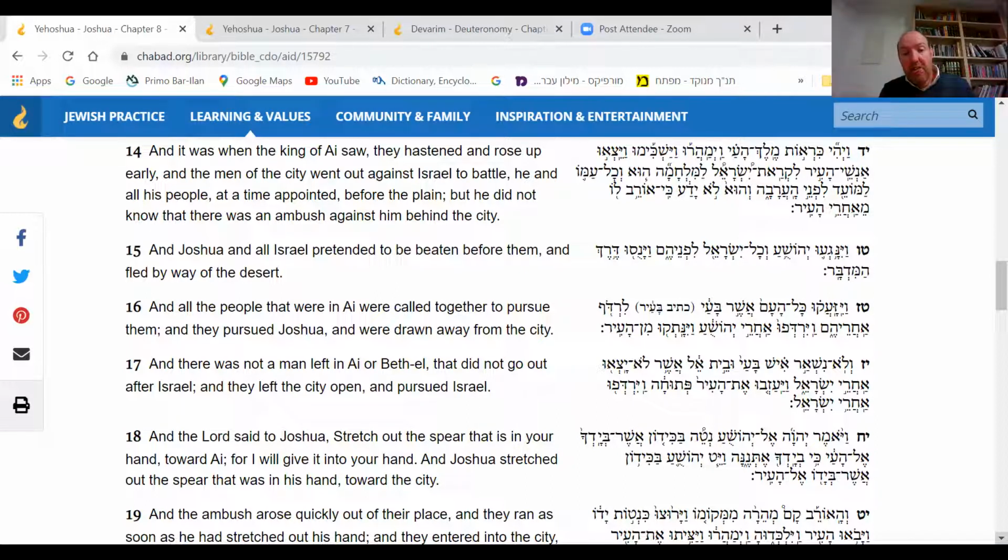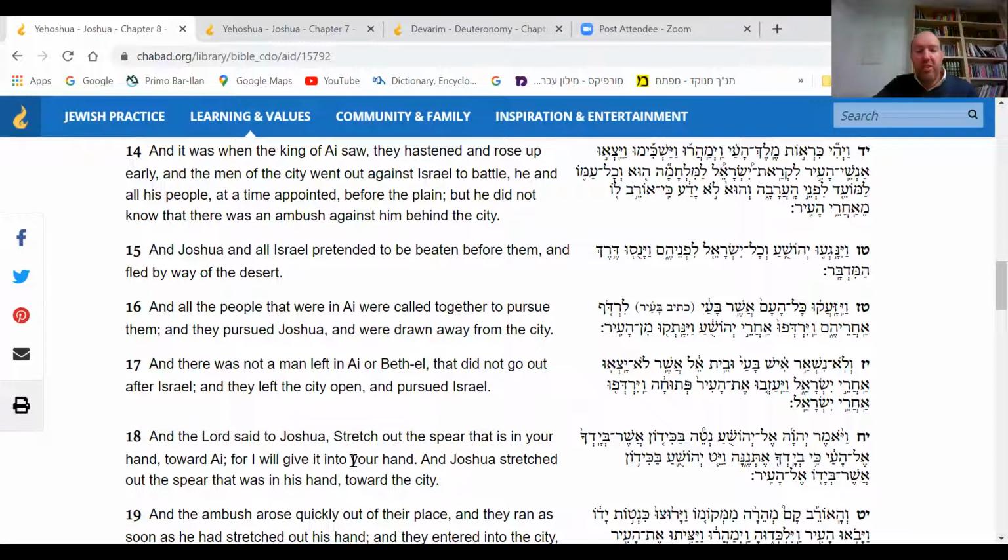the people of Ai are fooled into thinking, oh, once again, the Israelites are fleeing, and therefore they call up all men in order to give chase and even leave the city open, right? And then at this point, after everyone leaves, they left the city open in pursuit of Israel.